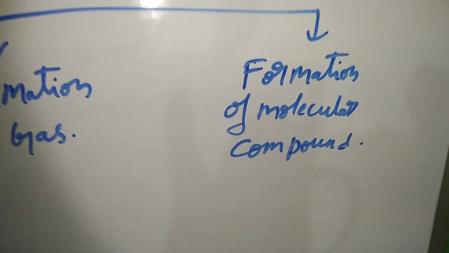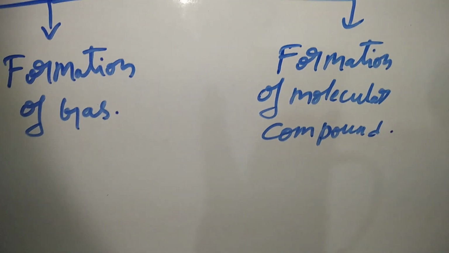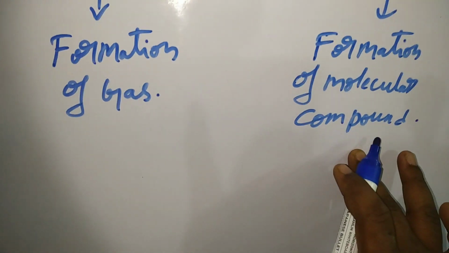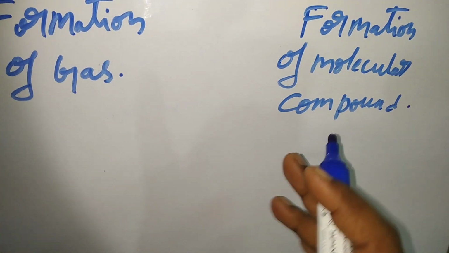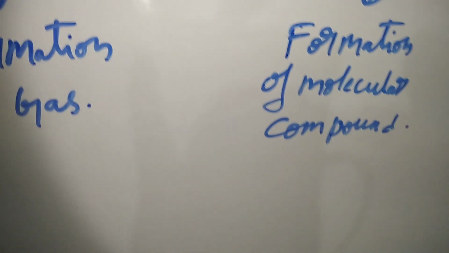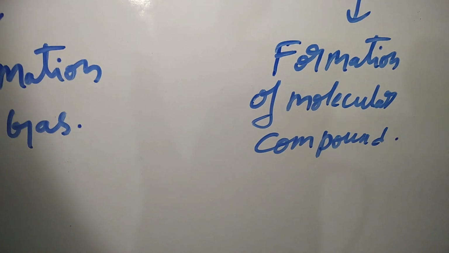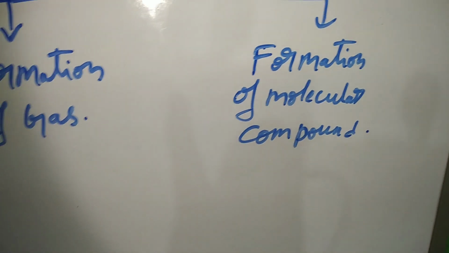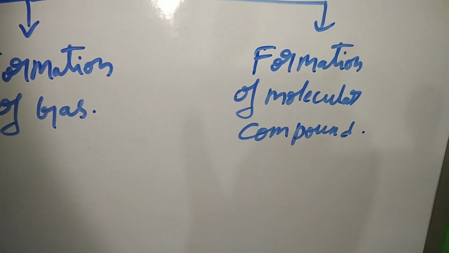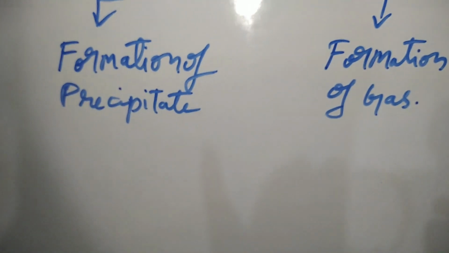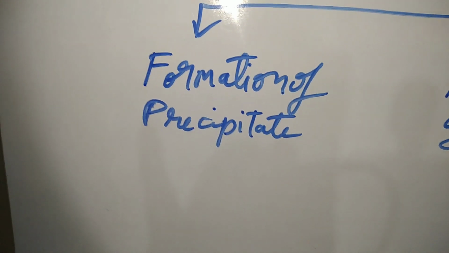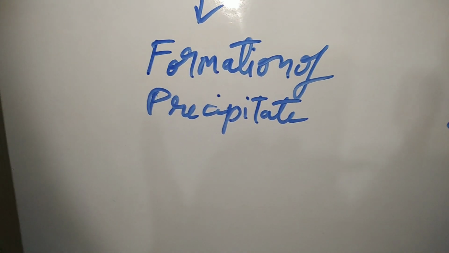And the third one is formation of molecular compound. See, all will form molecules, but in this it will not be formed as precipitate or as gas. Both the compounds should be in the aqueous form only. Okay students, that's why it is called formation of molecular compound. The state should be the same, but a new product will be formed. Now students understand why double displacement reaction is also known as double decomposition reaction, only because of the formation of precipitate, nothing else.